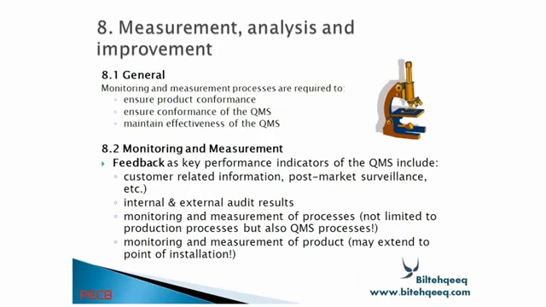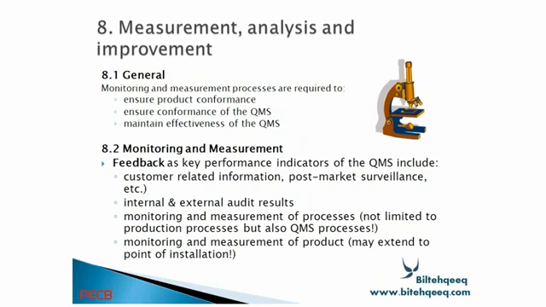And now we are going to discuss clause 8, measurement, analysis and improvement. It starts with 8.1, general requirements. Monitoring and measurement processes are required to ensure product conformance, assure conformance of the quality management system, and maintain effectiveness of the quality management system. And 8.2 states monitoring and measurement.